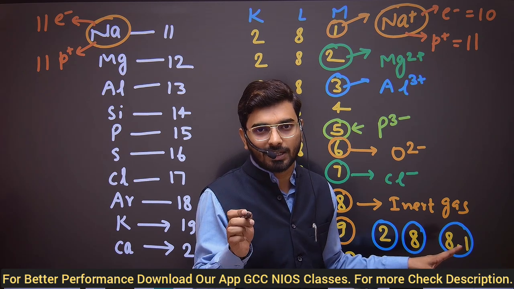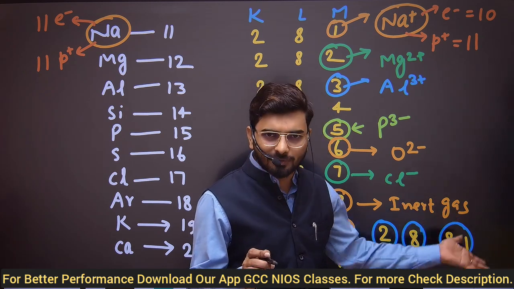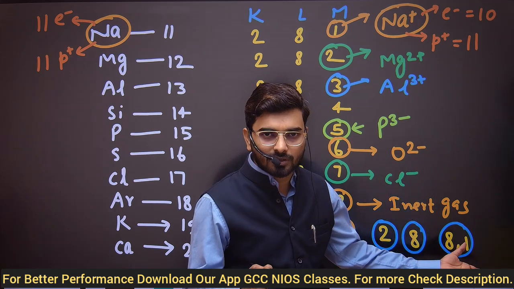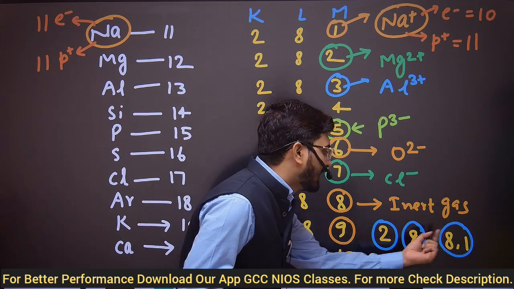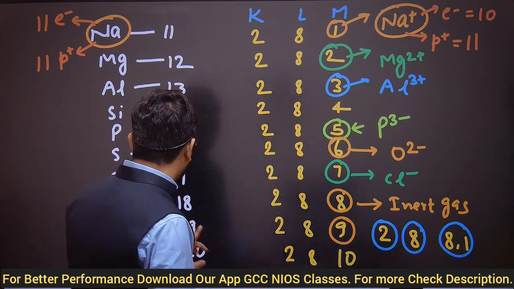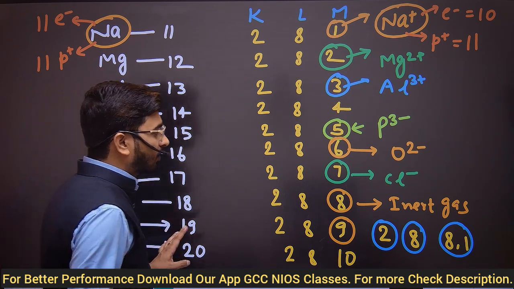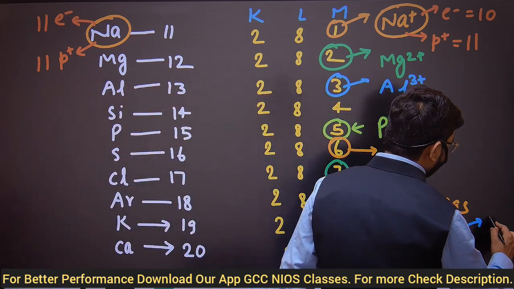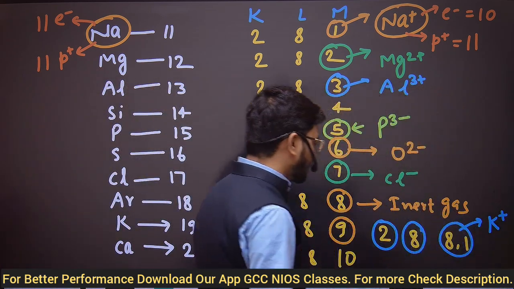So in that case, you will donate, you will give someone your 1 rupee, so as to form 2 8 8. So in this case, potassium will donate its 1 electron and make K plus, the potassium ion.